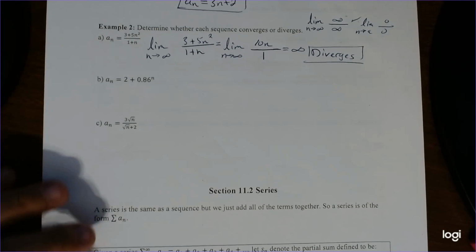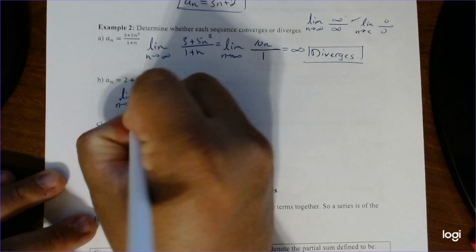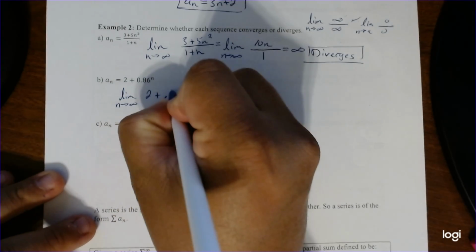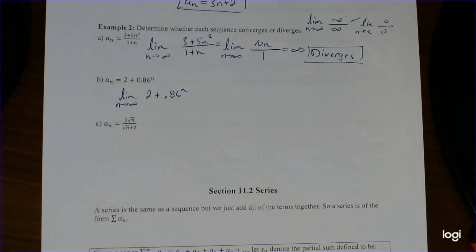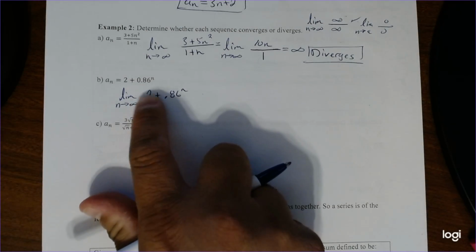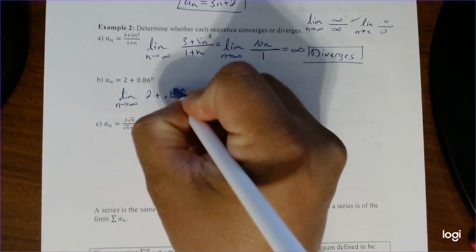Okay, let's try the next one. So take the limit as n goes to infinity of 2 plus 0.86 to the n power. Okay. So notice, 2 is fine, right? There's a value, so that's going to be 2. The limit of 2 is just going to be 2. But what about this one here?